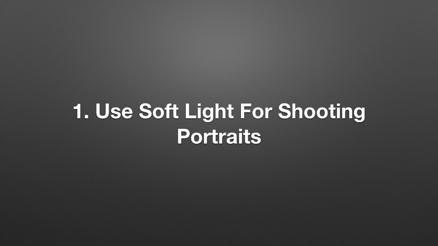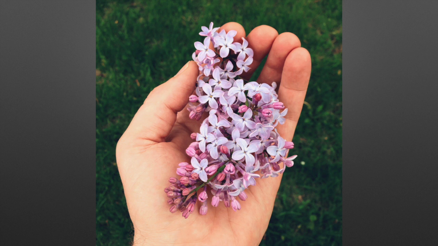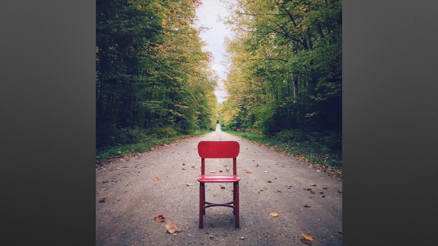Now if you don't know what soft light is, don't worry. Soft light is simply when you have very soft shadows on your subject. Think of what the light looks like on a cloudy day when the sun is behind the clouds and it casts this very even light where the shadows don't have harsh lines to them but are very smooth and gentle.